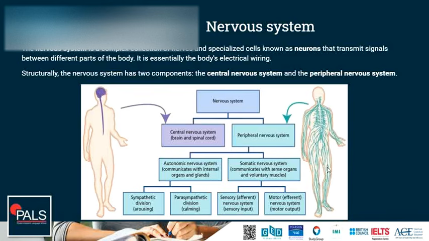Structurally, the nervous system has two components, the central nervous system and the peripheral nervous system. The central nervous system is made of the brain and the spinal cord. This is where all the coordination takes place.